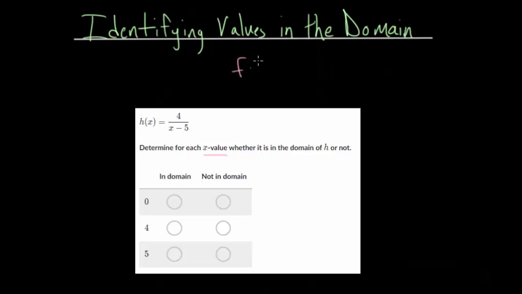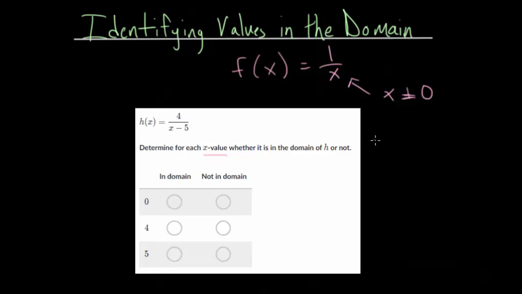For instance, if our function was 1 divided by x, you cannot divide by 0. So x cannot be 0. So you always want to be on the lookout for values of your independent variable, your x value in this case, that would lead to division by 0.